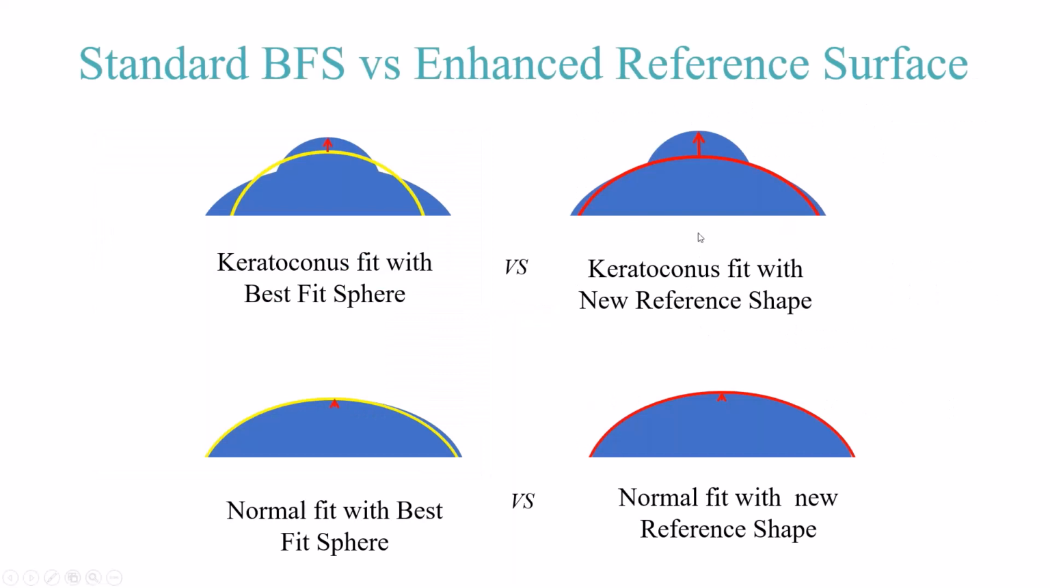So if we look at it, this is an ectatic cornea with a best fit sphere. And this is the same ectatic cornea using that enhanced reference surface. And again, you can see it further accentuates the ectatic region. In other words, the elevation deviation off the reference surface is greater. If we do the same thing in a normal eye, because a normal eye doesn't have a significant ectatic region, the change going from normal best fit sphere to enhanced reference surface is very, very small.